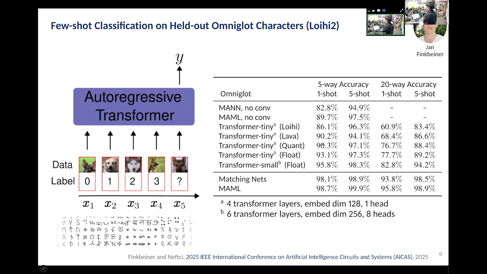And he got pretty good results, even compared to the gold standard here, which is model agnostic meta learning, a few-shot learning approach. So even on the transformer implemented on the Loihi, he got fairly good results. So these are the two to compare.